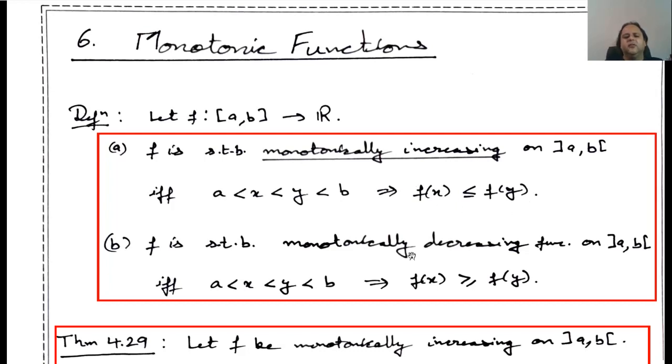In the same way, a monotonically decreasing function is defined on that interval if and only if for two points x and y in the interval, we have f(x) greater than or equal to f(y). So an increasing function is going to look something like this, and a decreasing function is going to look something like this. Now we have to discuss its relation with continuity.